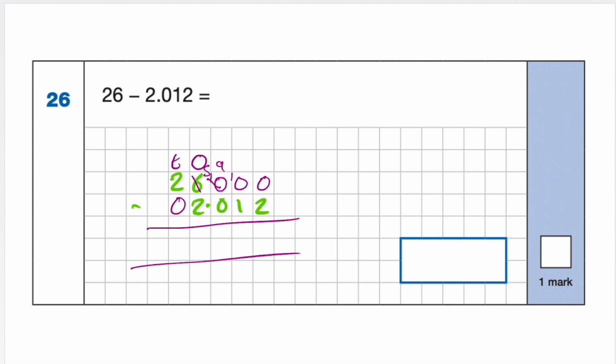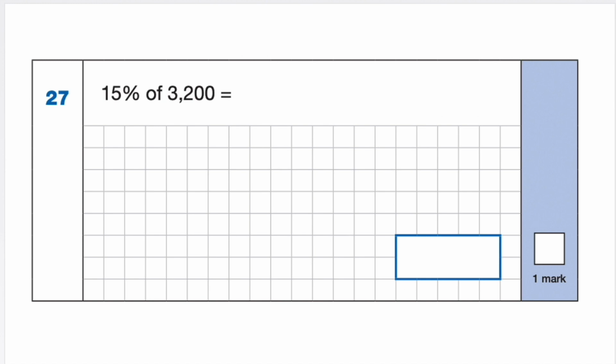Now I can look next door for the first one, knock it down to a 9 and move the 1 across. Now I can actually start. 10 subtract 2 is 8, 9 subtract 1 is 8, 9 subtract 0 is 9, put back the decimal, make sure we always do that, and then it's 5 subtract 2, which is 3, and then 2 subtract 0, which is 2. So my answer is 23.988.